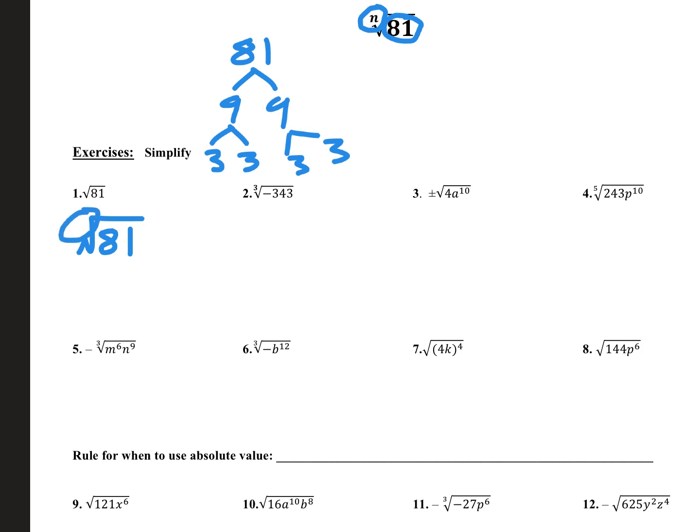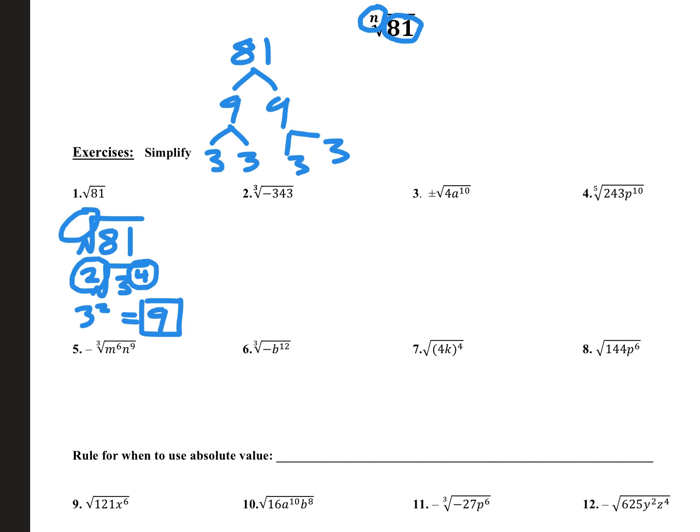Whenever there is no index, there's an invisible index of 2. So another way you could look at this is the square root of 3 to the 4th. You are allowed to divide the exponent on the inside by the index, and that makes 3 to the 2nd, and 3 to the 2nd is 9. When you divide the exponent inside by the index, you are no longer inside the radical.